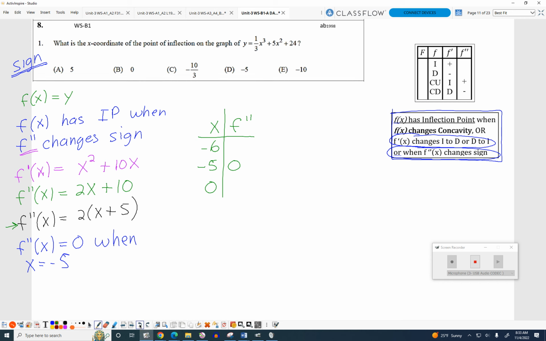Pretty good? So, it's at -5? Yeah, because if I plug in a -6 here, Aspen, what does this become? Oh, that would be negative. Yeah, so f double prime is negative. If I plug in a 0 here, Aspen, this would be positive. So f double prime is changing sign at exactly x equals -5. So f has an inflection point at exactly x equals -5. Questions? Nice homework, it was rather smooth. Okay, cool. Stop that one.